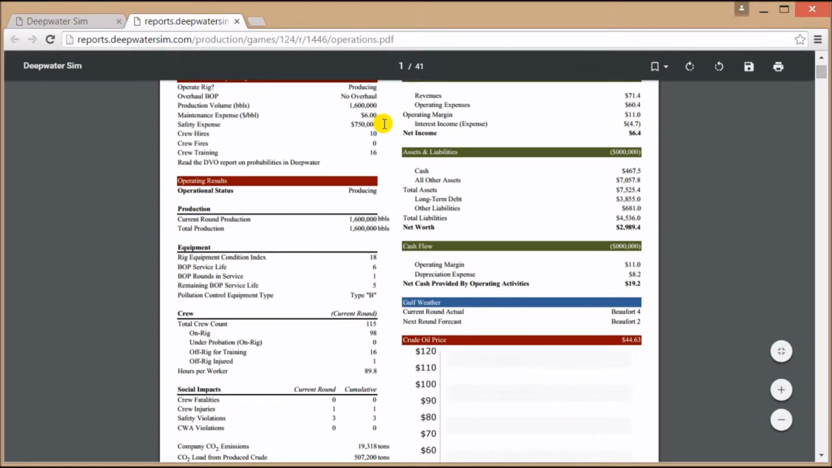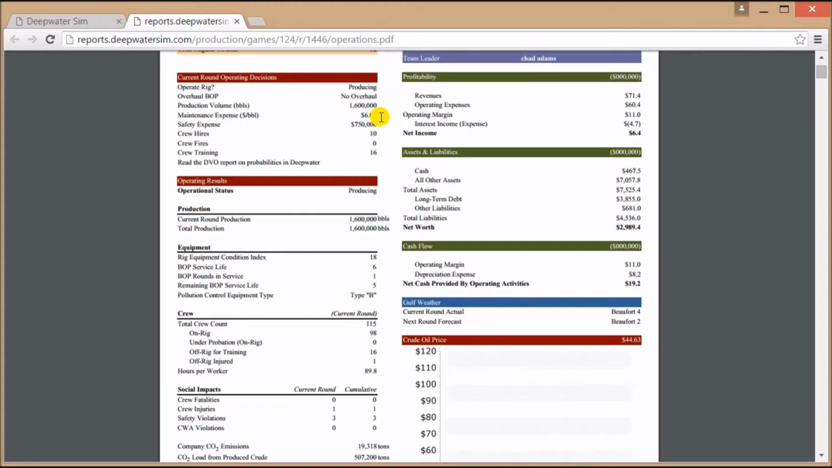So we can see here this student has deviated a little bit from them. They've produced more than the baseline, which is fine. There's a physical maximum to how much the rig can produce each round, and that's actually 1.65 million barrels. So this team has decided to produce pretty close to the maximum. They've decided to spend less than the baseline on maintenance, about 25% less, and they've decided to spend a bit less than half of the baseline on safety.